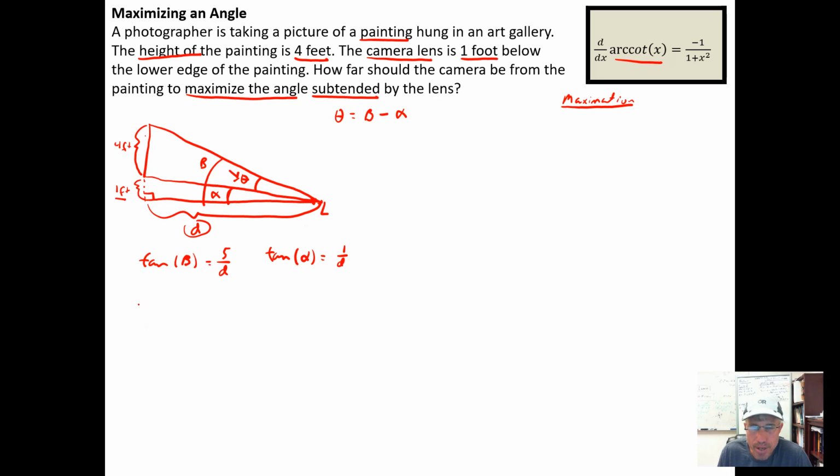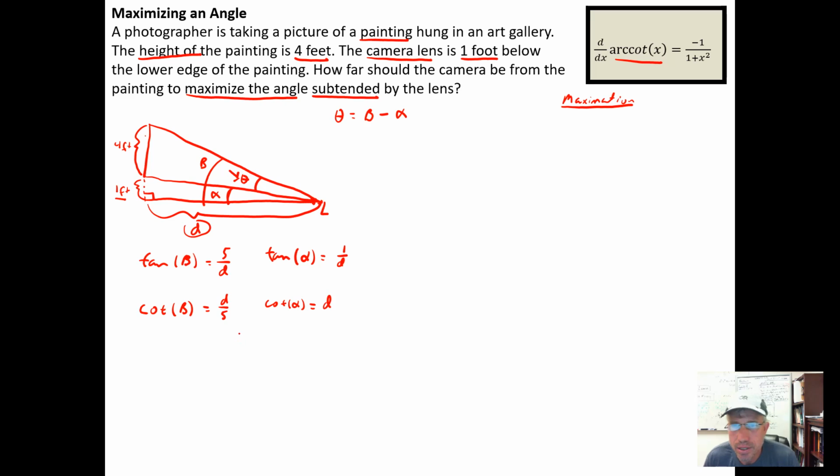We could also describe it using the cotangent function. And remember, the cotangent is just the reciprocal of the tangent function. So instead of 5 over d, you would get d over 5. And here we would get cotangent of alpha. Instead of 1 over d, we would get d over 1, or just d.